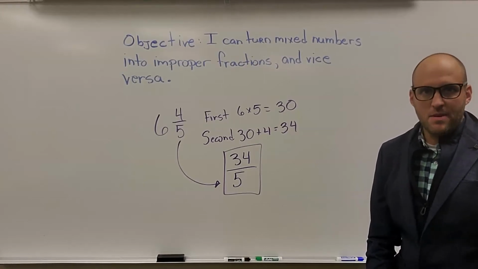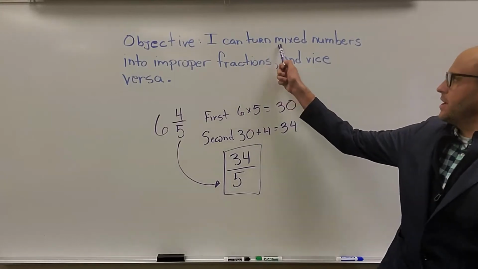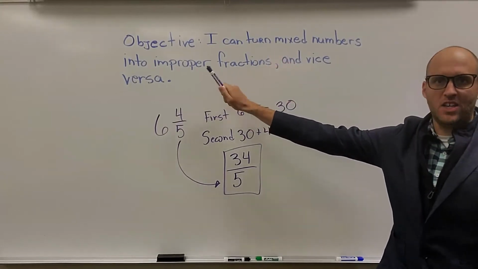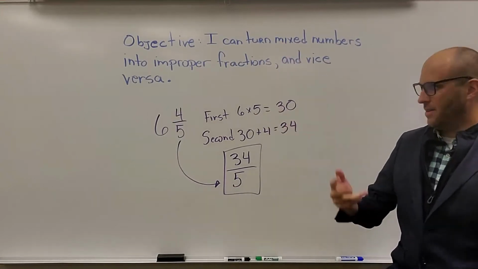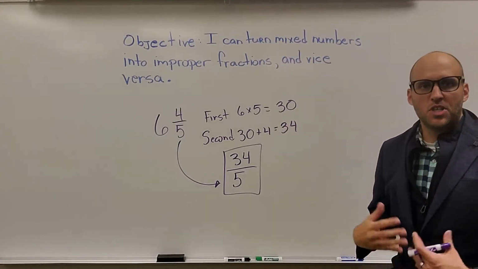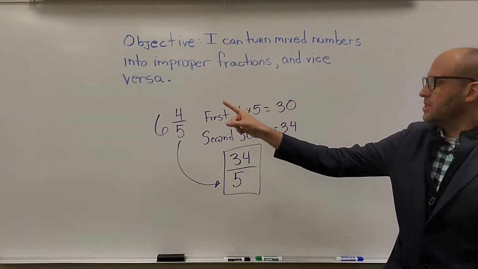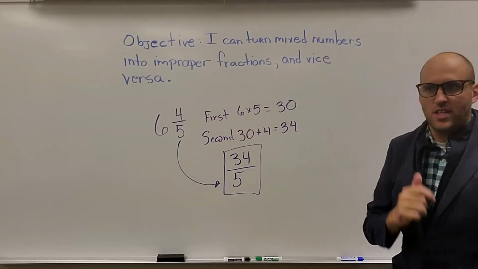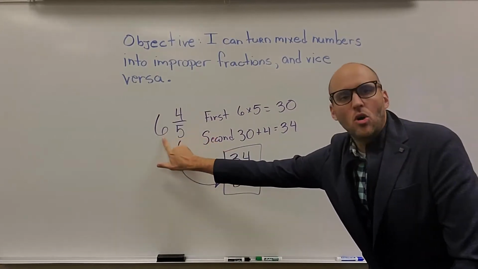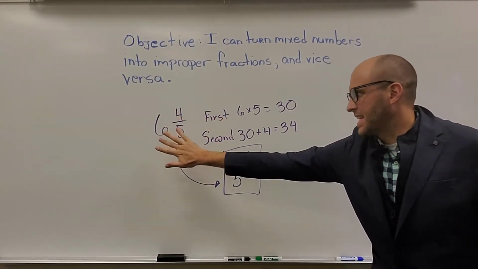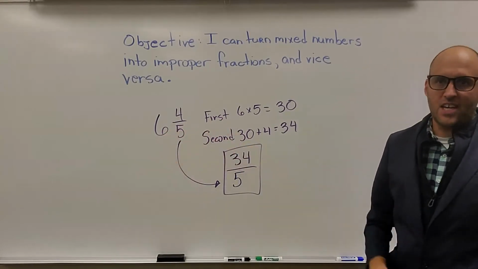It's Professor Pandemic, and today we are going to be turning mixed numbers into improper fractions and improper fractions into mixed numbers. That's what vice versa means, going back the opposite way. So to start, we're going to start with mixed numbers going to improper fractions. Now a mixed number is a fraction with a whole number with it. That's why it's mixed. It's got a whole number and a fraction.